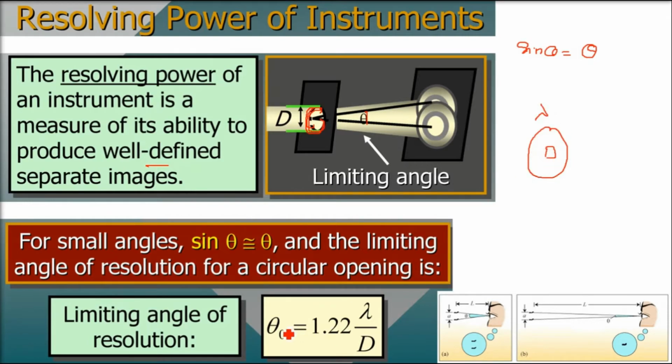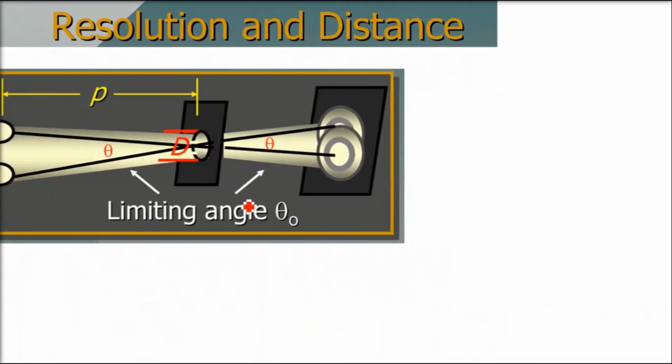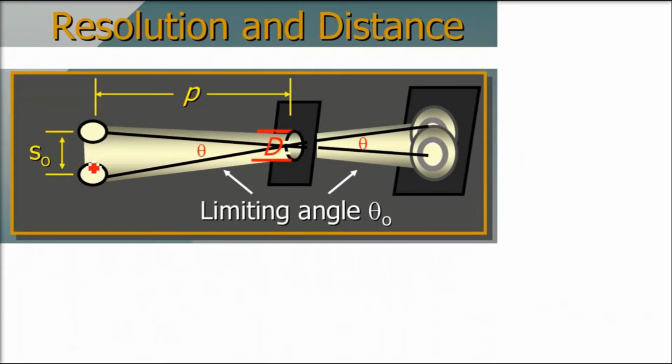Lambda is the wavelength. This d is the diameter of the optical lens or the optical part of the instrument. So this theta or theta 0 is given by 1.22 lambda by d. This is the limiting angle of resolution. This is the resolving power of the instrument. There is a figure which shows the eye, how it resolves different objects, and how resolution and distance are related. These are two objects. This is the diameter, this is the optical instrument. This is the theta, which we are calling the limiting angle.